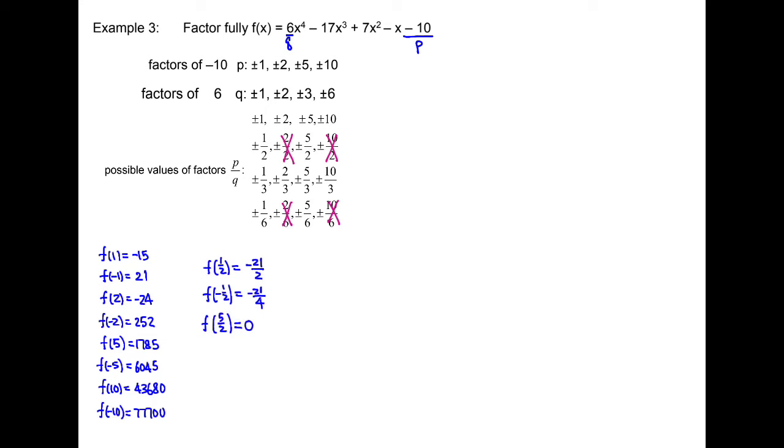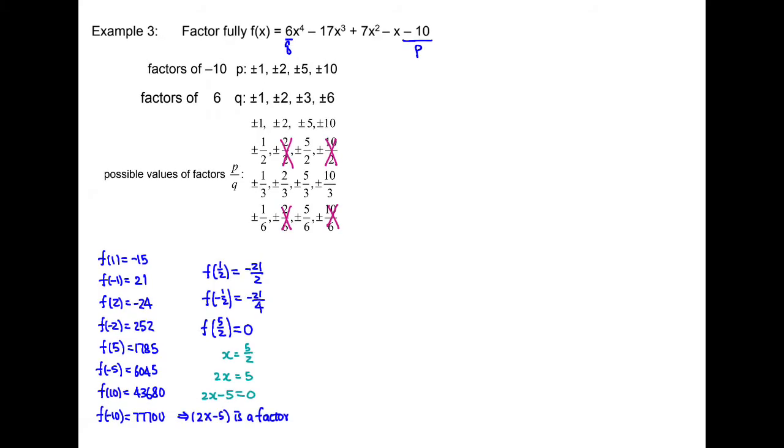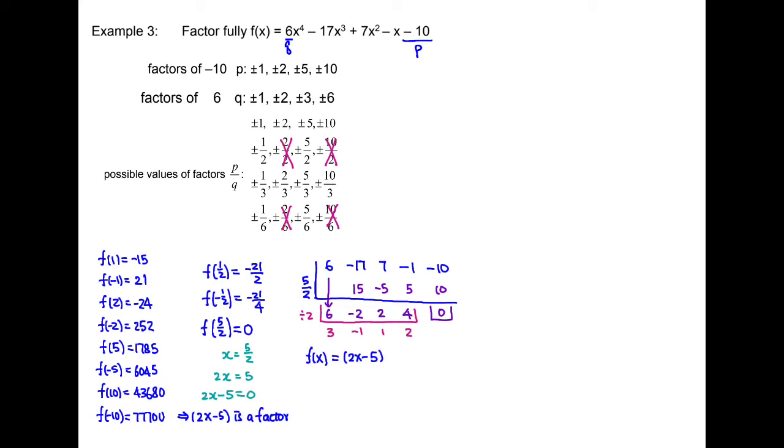As you can see, f at 5 over 2 becomes 0. That means x equals 5 over 2. Multiply by 2 to remove the fractions and subtract 5 on both sides. Then we can see 2x minus 5 is a factor. Once we find the factor, then we use synthetic division to divide it. Remember to divide your quotient by the leading coefficient of the divisor, which is 2. Then we can rewrite f(x) as a divisor times the quotient.